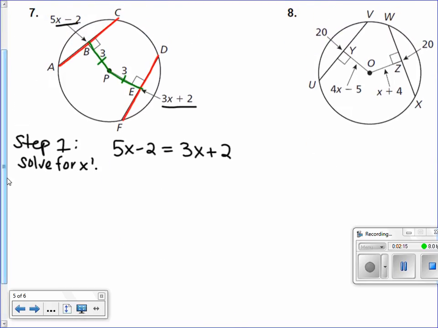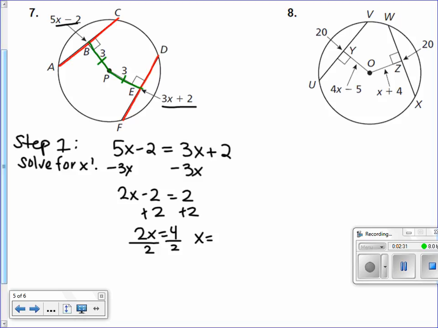When I solve this, I'm going to subtract the 3x over, add 2, divide by 2, and I get x equals 2. That's step 1, solve for x.